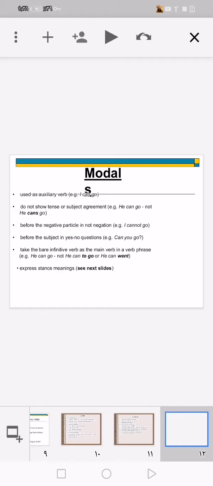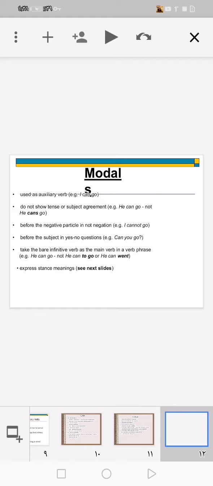Modal is used as an auxiliary verb, for example, I can go. It does not show tense or subject agreement. He can go. He can't go. Of course, "he can't go" here is an incorrect sentence. The correct form is: he can go.